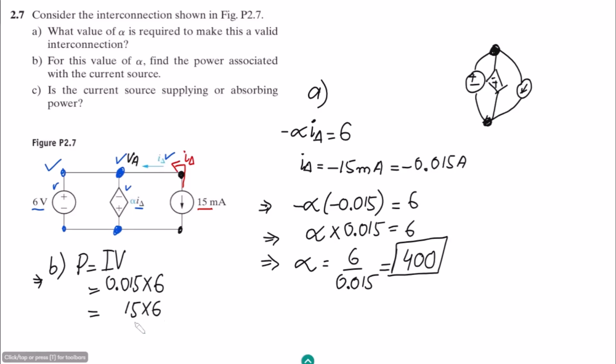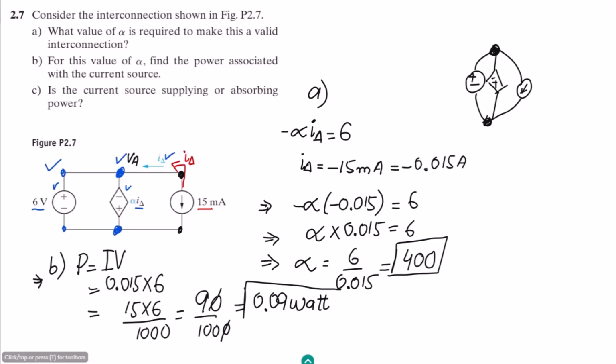Let me find it out. 15 multiplied by 6, divided by 1000. So this will be 90 divided by 1000, and it will be 0.09 watt. So this is the power across it, or it can also be 90 milliwatts.